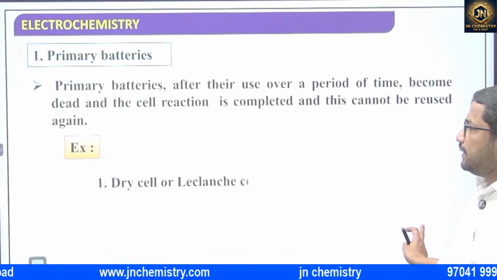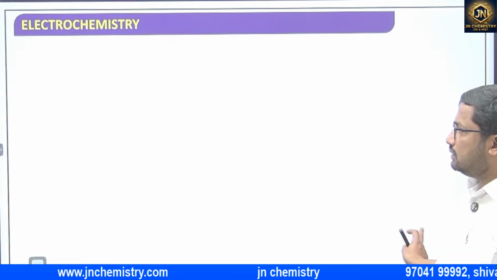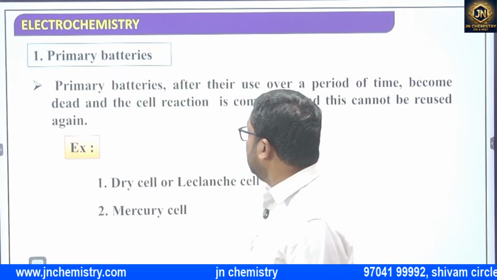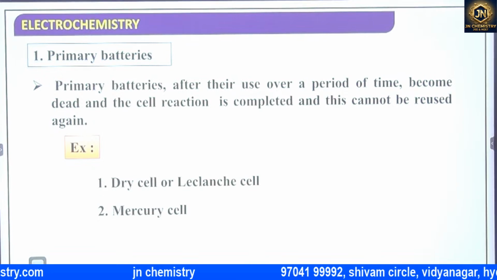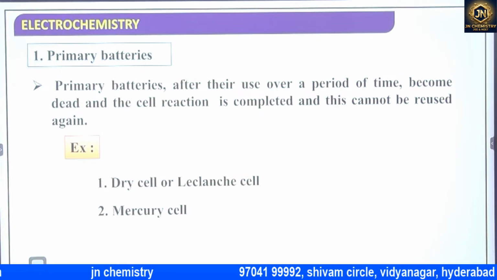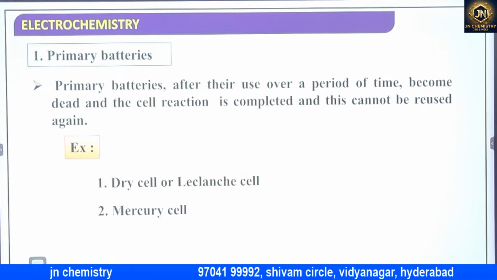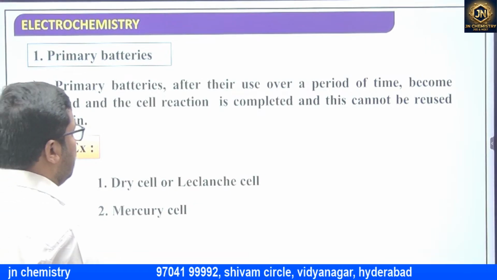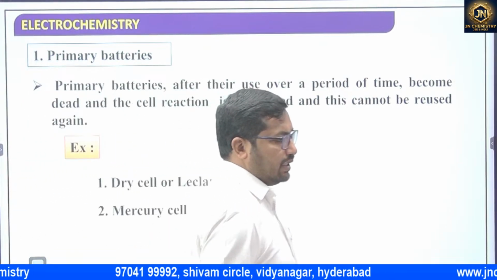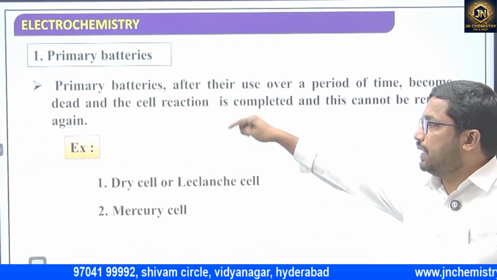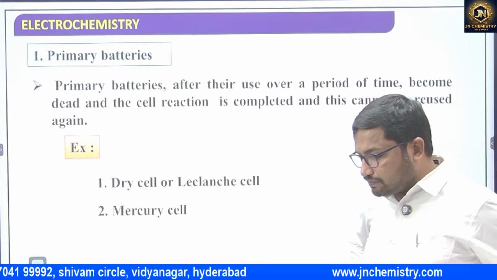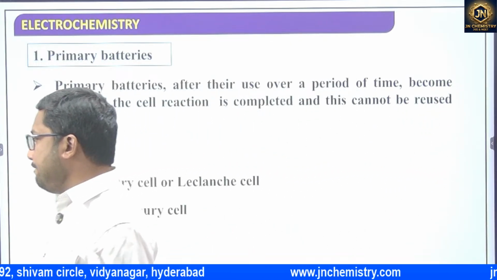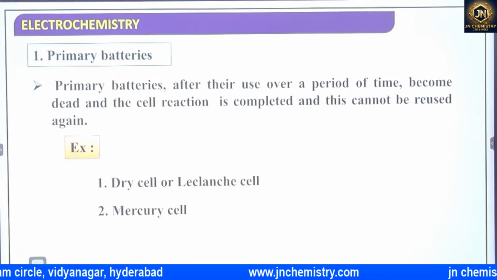So primary batteries, these are the batteries. Write it down. After their use over a period of time, they become dead, the reaction is completed, and they cannot be reused again. Dry cell, Leclanche cell, and mercury cell are examples. So what exactly are primary batteries? Simply use and throw.